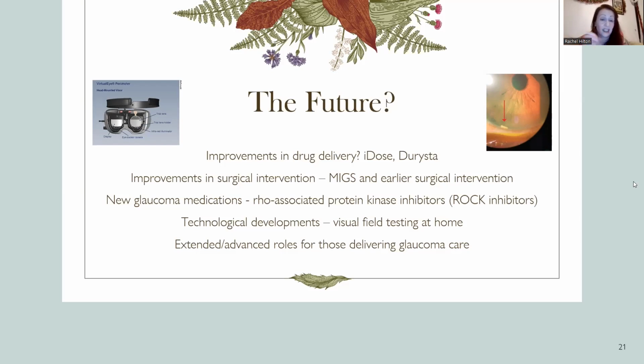I also suspect that technological developments will mean you're able to do a lot more at home in terms of visual field testing, perhaps, and even taking an image of the nerve at home. We already offer a service where you can check your own eye pressure at home when we loan the devices. I think there's going to be more and more movement towards that, so that it helps with monitoring, and also means fewer visits into the hospital.